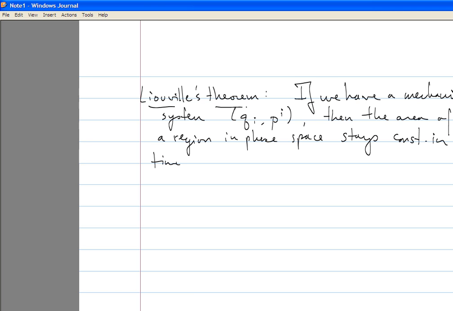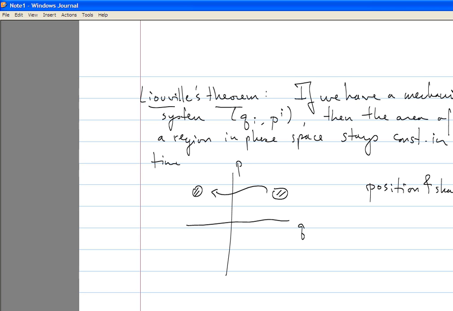So the picture that one wants to keep in mind is that if you start out with some blob of given area in phase space, then as you evolve in time, the position of that blob may change, but its area will not. And so while the position and the shape of the blob may change, the area does not.